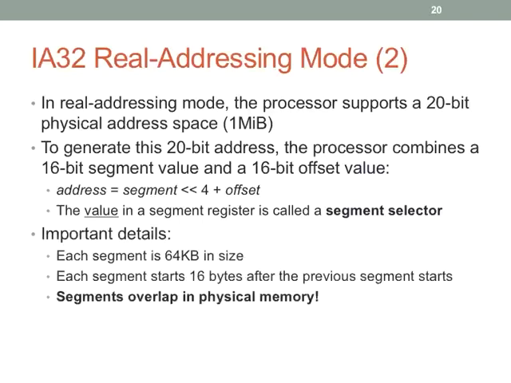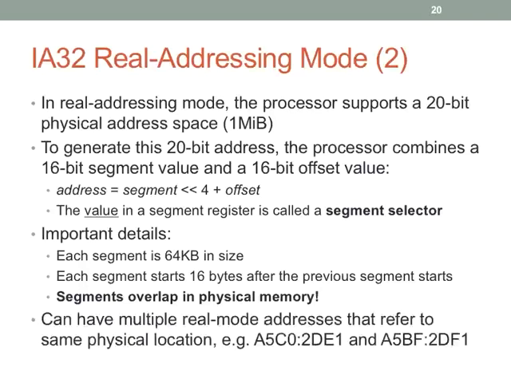And you notice a couple weird consequences. It blew my mind when I was trying to understand this as a kid. Each segment is 64 kilobytes, and they overlap. Just really confusing. But each segment is 16 bytes further than the previous segment, which means that you can have multiple addresses that refer to the exact same byte. So these are two addresses that actually refer to the same byte: A5C0:2DE1 and A5BF:2DF1. Let the fun commence.